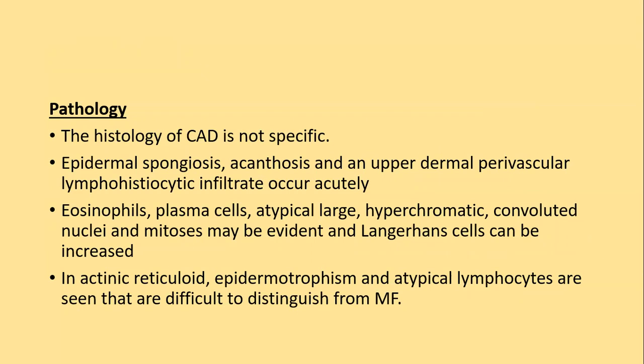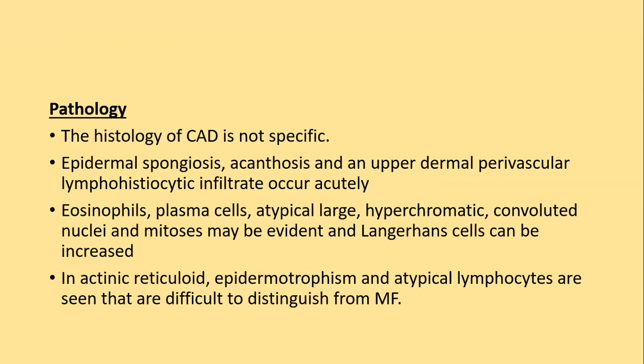Pathology. Histology of chronic actinic dermatitis is not specific. Epidermal spongiosis, acanthosis, and upper dermal perivascular lymphohistiocytic infiltrate usually occur in acute cases. Eosinophils, plasma cells, atypical large hyperchromatic and convoluted nuclei, and mitosis may be evident, and Langerhans cells can be increased as the disease progresses to chronicity.